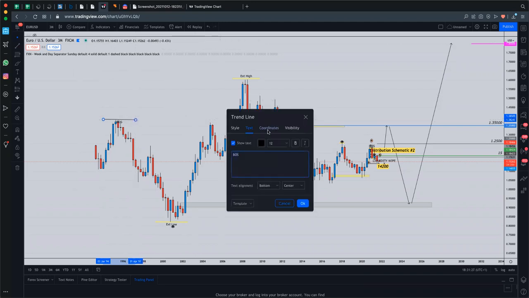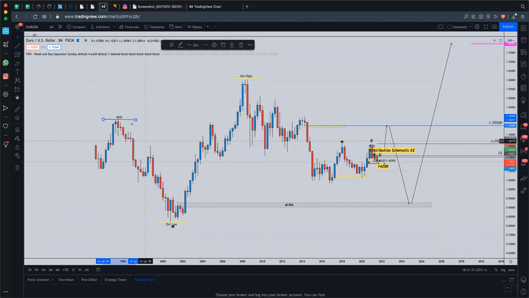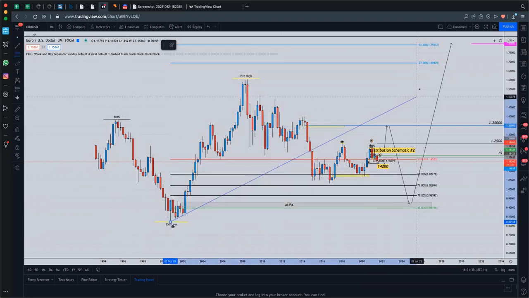Okay, so let me just move these. I want this at the top, that breaker structure. So we know we've got this breaker structure here. The main thing I ask myself now is, again, where did it start from? We could get our fib from this trading range here.